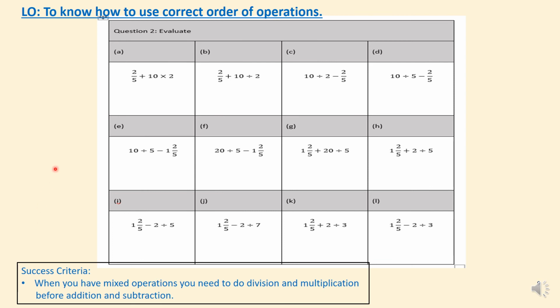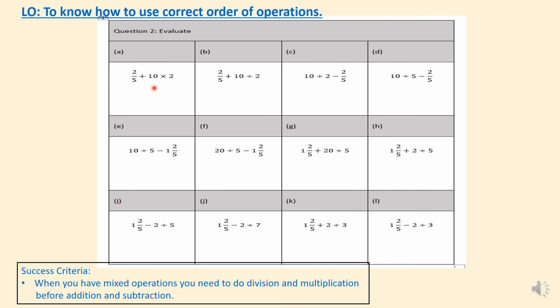Now again, you are using order of operations to do your calculation. In here, you're dealing with fractions. We've done fractions and you know what to do. So make sure when you're dealing with fractions, you leave your division as a fraction.